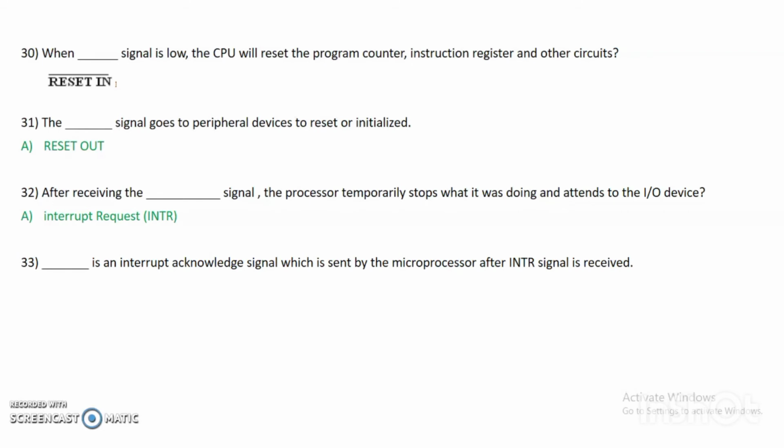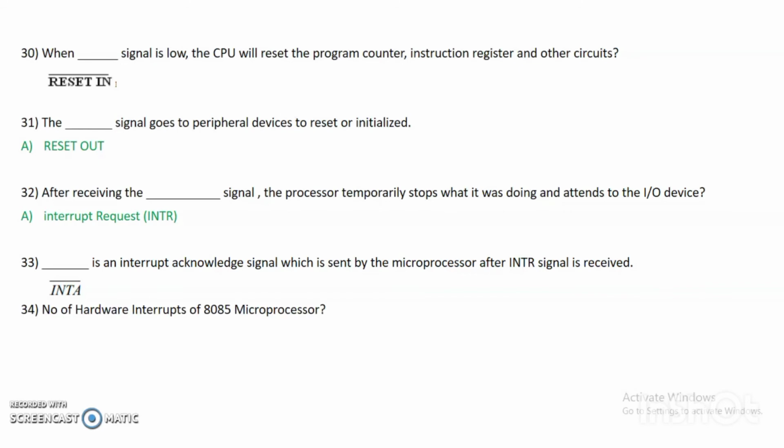Bit number 33. Dash is an interrupt acknowledge signal which is sent by the microprocessor after the INTR signal is received. So the answer will be INTA bar. INTA bar is the interrupt acknowledge signal, which is sent by the microprocessor whenever the INTR signal is received. So INTR stands for interrupt request and INTA bar stands for interrupt acknowledge.